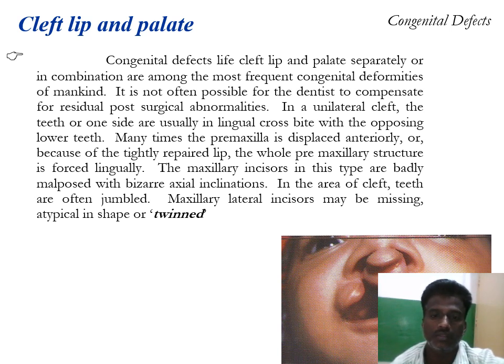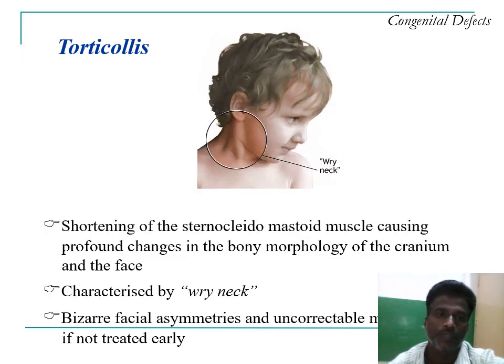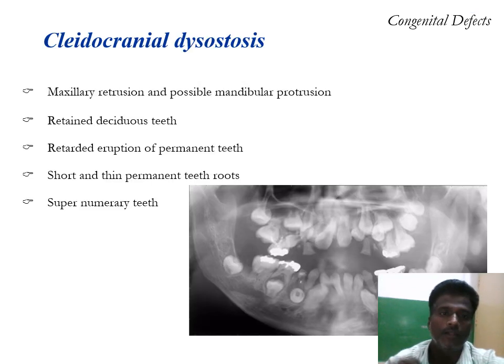The maxillary incisors are in torsiversion or badly malposed axial inclination. The area of the cleft teeth is often jumbled. The maxillary lateral incisor may be missing or faint. Torticollis means shortening of the sternocleidomastoid muscle, causing profound changes in the bony morphology of the cranium and the face. It is characterized by wry neck, and bizarre facial asymmetries are uncorrectable if not treated early.